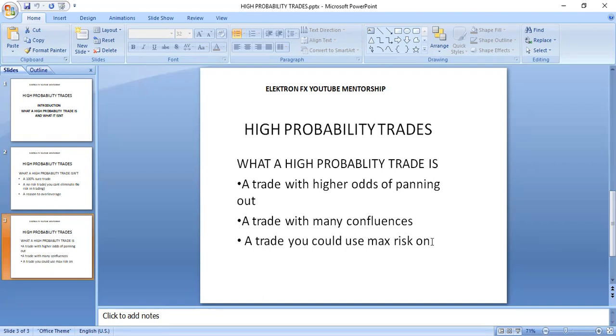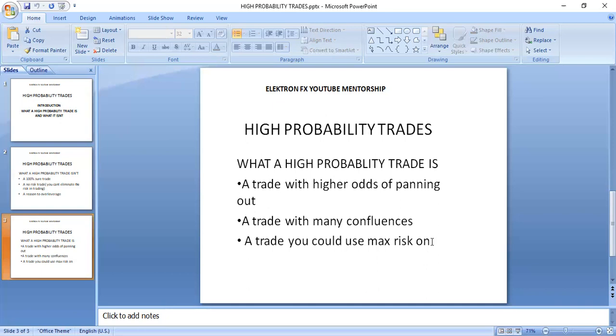So I could use 0.25%, 0.4%, 0.3%, but my maximum risk is 0.5. And that is when I spot a high probability trade. So on high probability trades, you should use your max risk. So if your max risk is 1% maximum, then those are trades you should go with your maximum risk, right? I do not say you should over leverage, but on a trade with higher odds of playing out, if you have many confluences, then you can say, okay, let me go for my max risk.